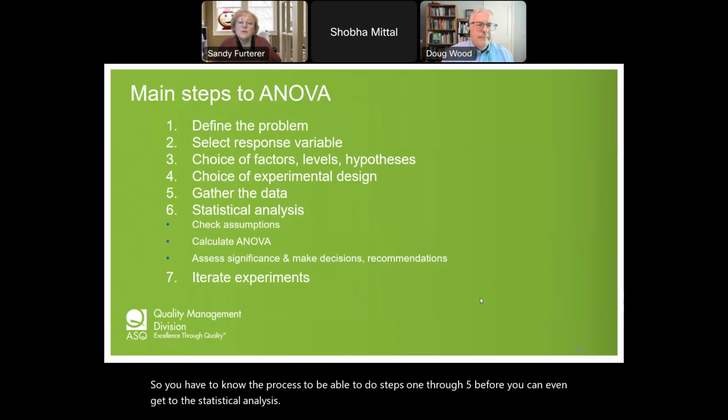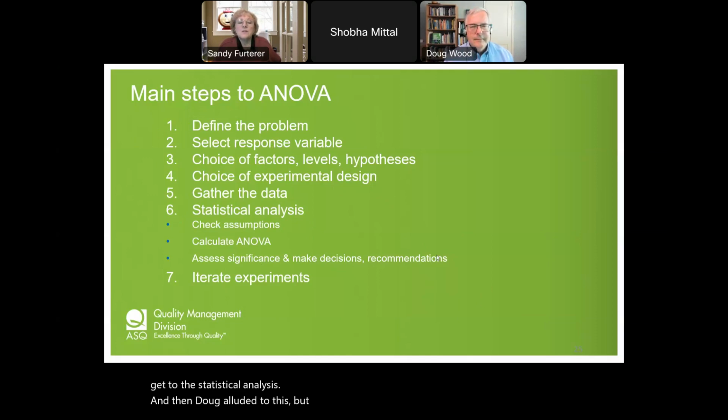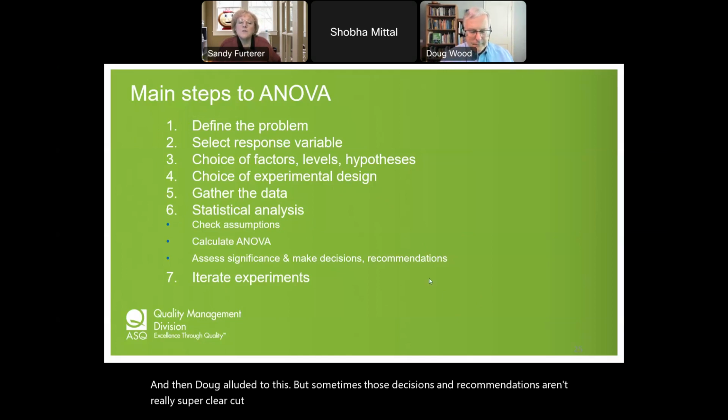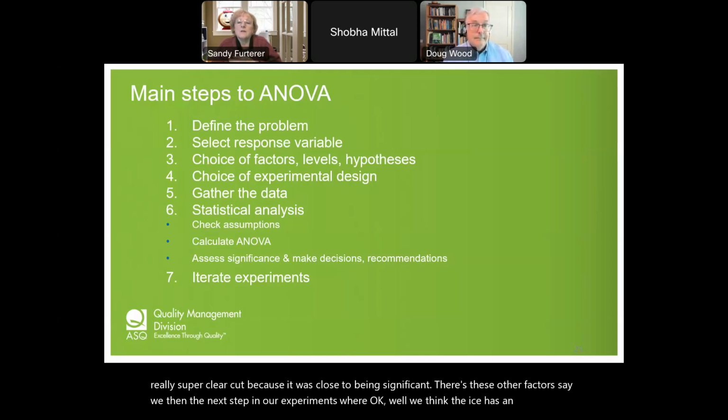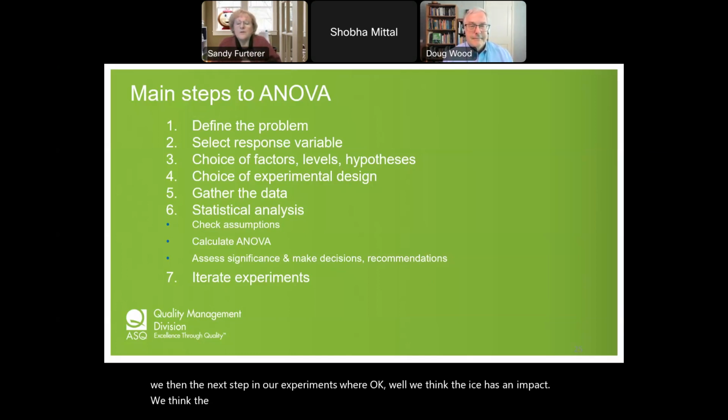And then Doug alluded to this, but sometimes those decisions and recommendations aren't really super clear cut because it was close to being significant. There are these other factors. Say the next step in our experiments was, okay, we think the ice has an impact, we think the order that the girls are skating has an impact. So there's a lot of other variables that you can introduce.